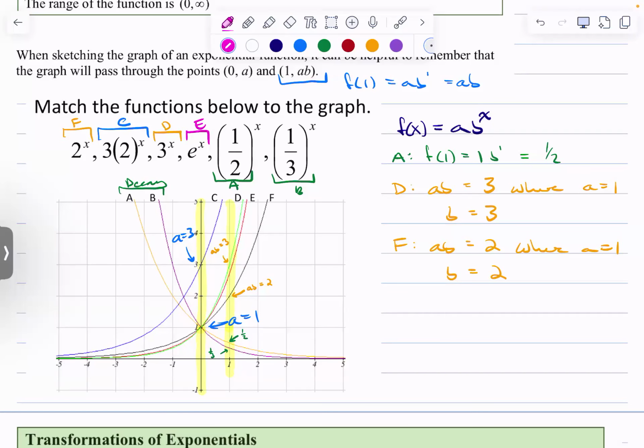But notice that it just behaves very similarly to 2 to the x, 3 to the x. It's somewhere in between the two, right? And it's going to be very similar to 3 to the x. Questions?